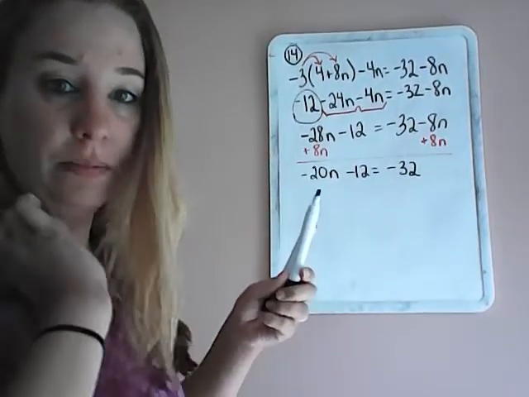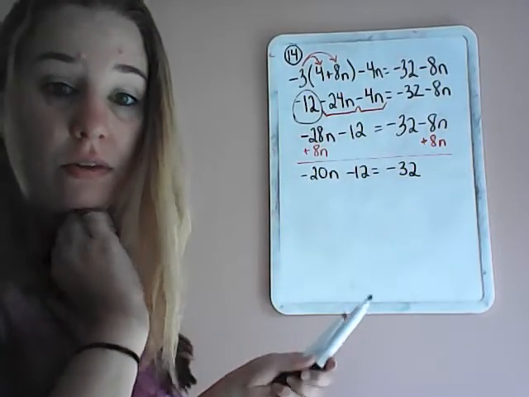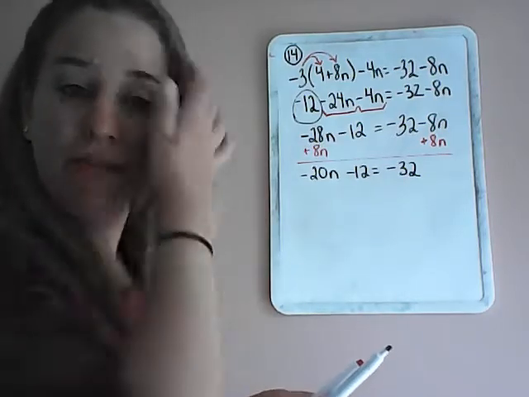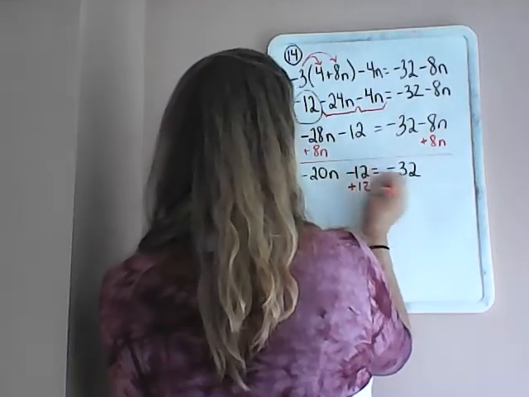Okay, so this is where we should be, right? We have negative 20n minus 12 equals negative 32. If you're not sure what just happened, pause the video, think it through, email me, ask in class. Now we add 12.